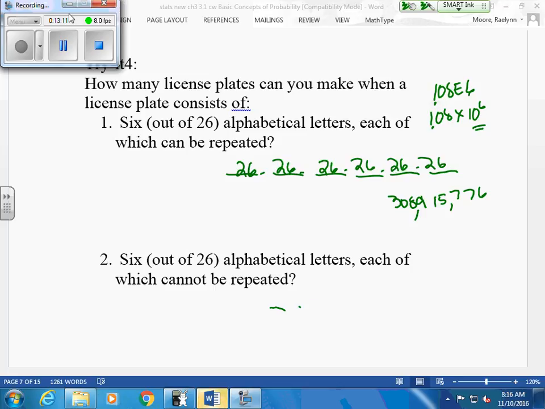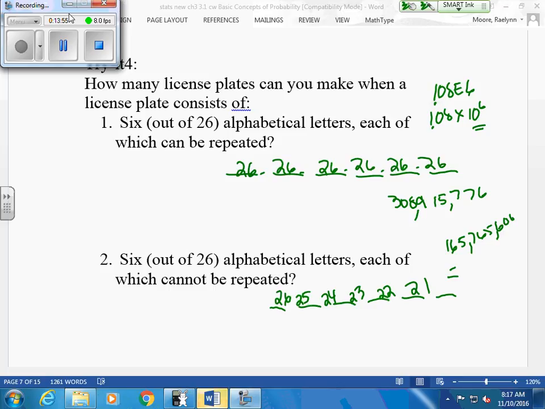This one, I start the same way, 6. But what's different here? Can't be repeated. So what do I start with? 26, then what? Did I write 6? Okay, and how many do you get from this? A lot, right? Not quite as many as those, probably almost half as many as those.